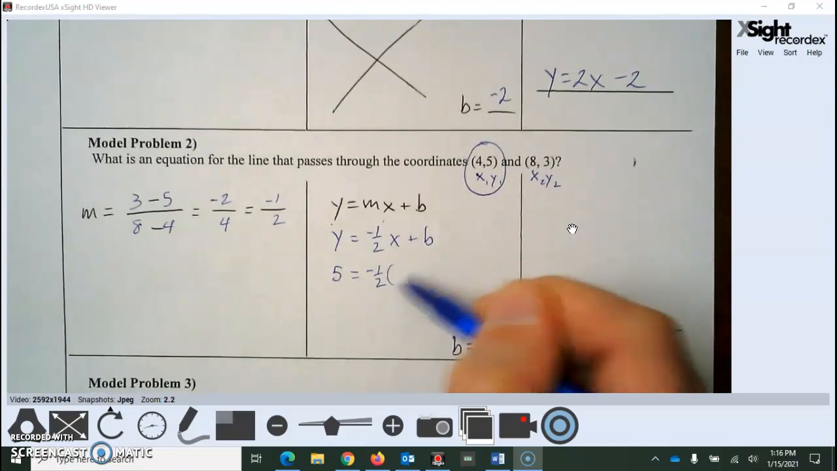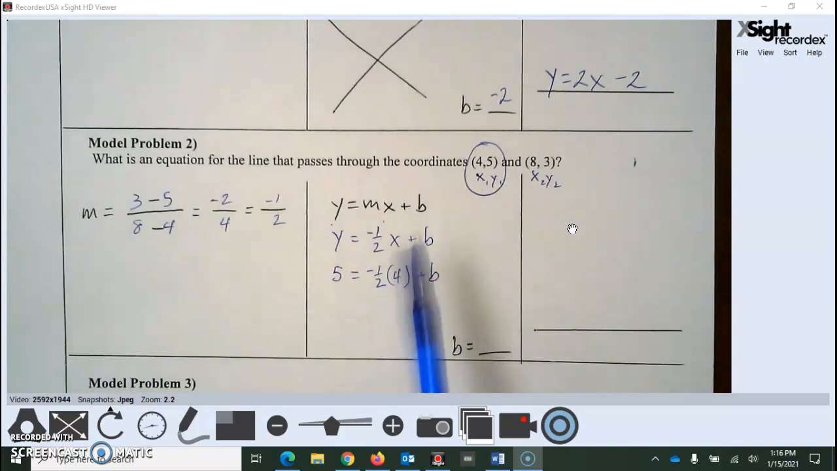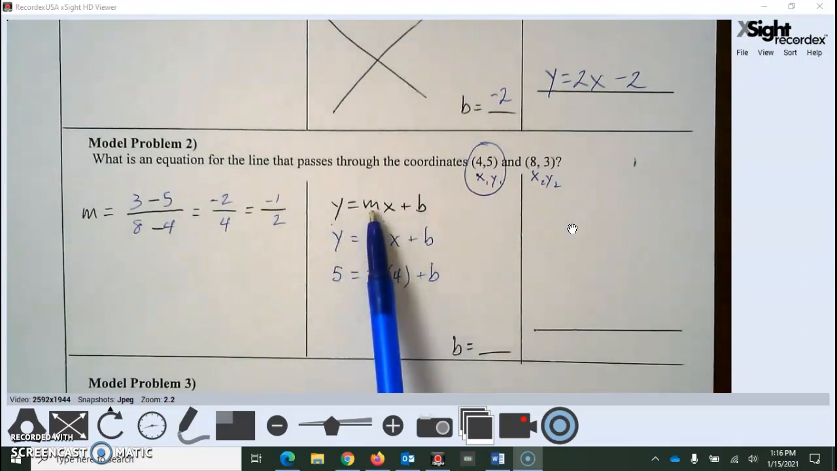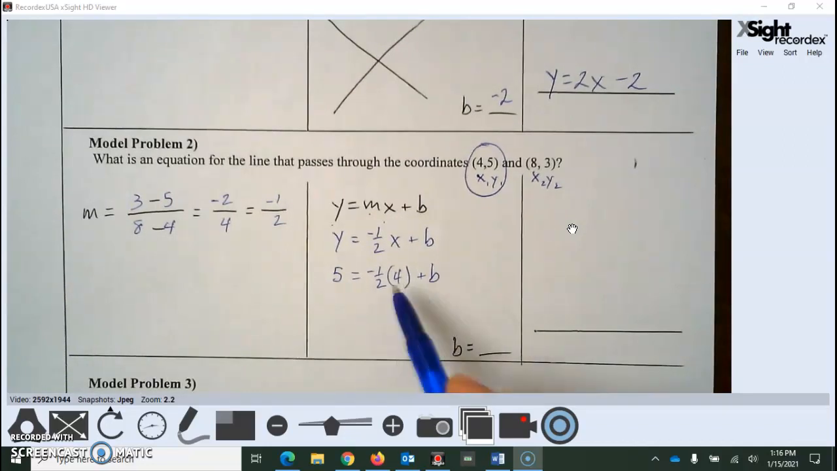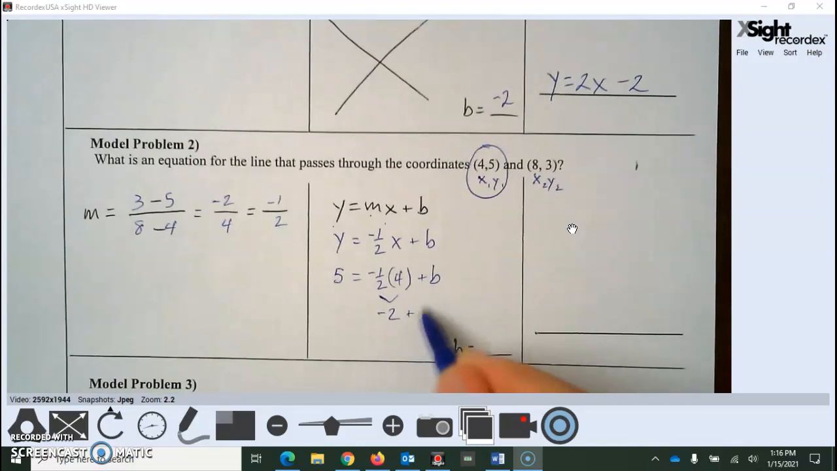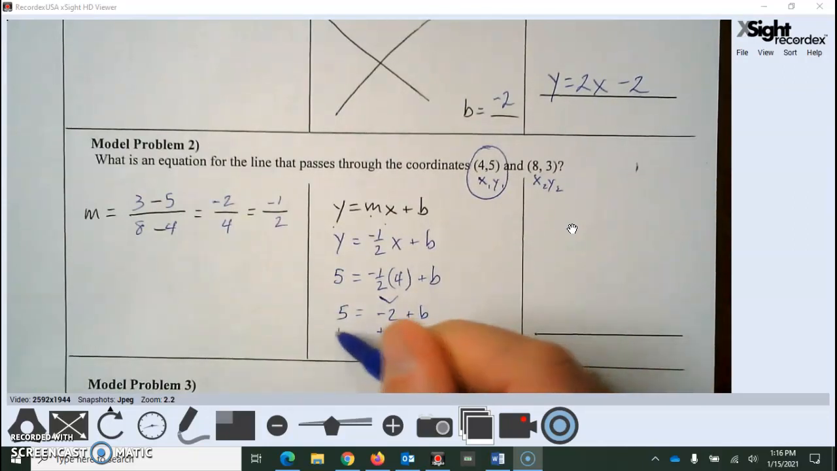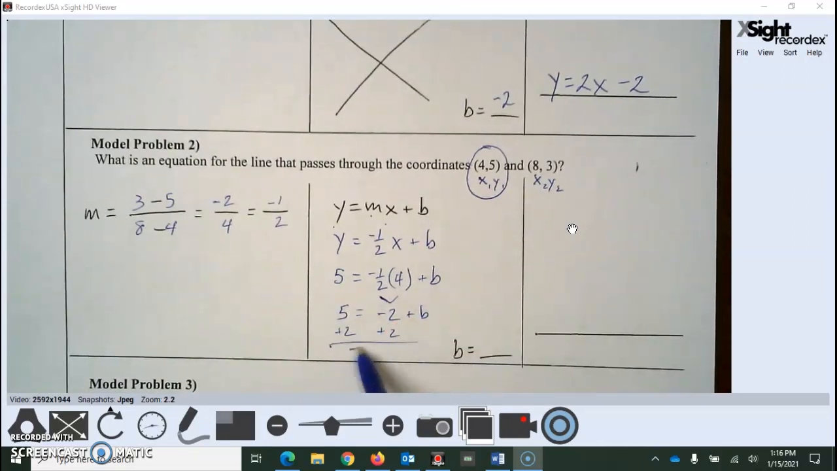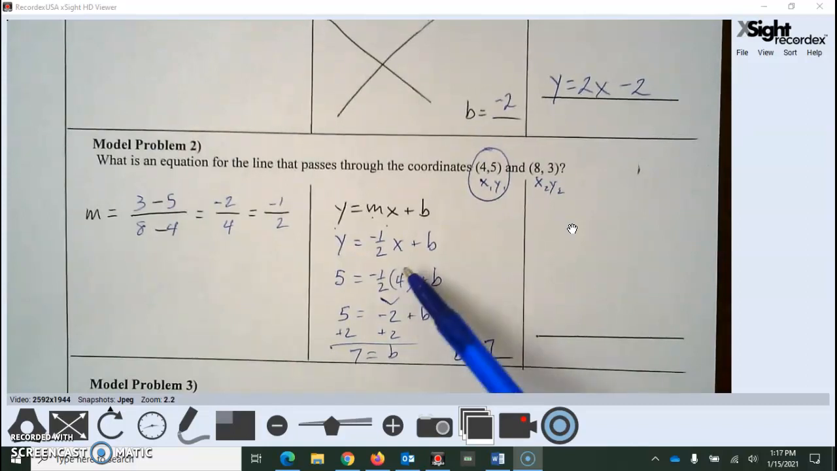So this has to be multiplication right there. I'll use parentheses. You see what I did? I replaced y, m, and x. I found m, and I have 2 choices for x and y. So now I'm going to multiply right here because I have to figure out what b is. So I'll just do this multiplication, and that is -2. And I still have my equals 5. Just solving an equation, basically. To get b by itself, add 2 to both sides. And it looks like b is 7. So that's the work you're going to have to show.